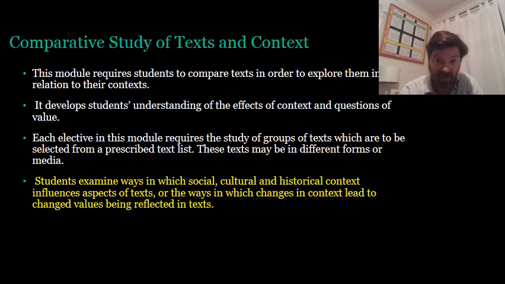Then this is the big part. Okay, we look at the way in which social, cultural, historical context influence aspects of the text, and the way in which changes in context lead to changed values being reflected. Alright, so over time, has a value changed which is being represented in a different text?